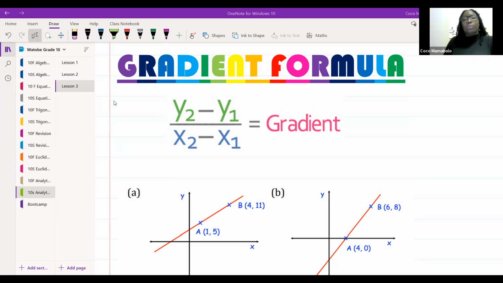Now let me ask you guys a question. Let's say, for instance, I'm on a flat road and I'm riding a bike. Now, you guys are going to forgive my drawing. Okay, that's what a bike looks like in Teacher Coco's world. No judgment.